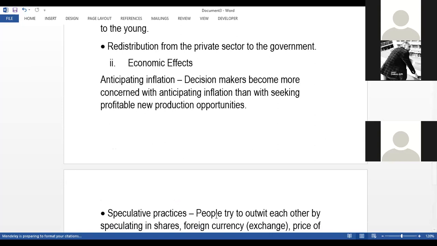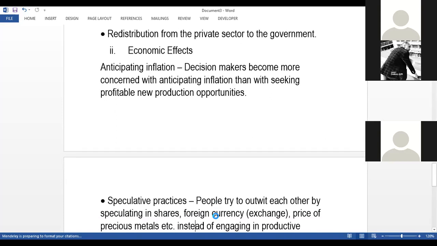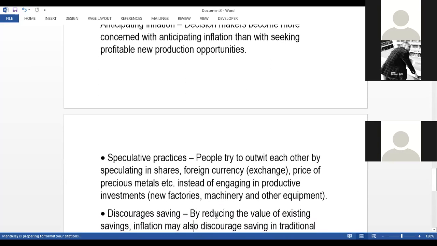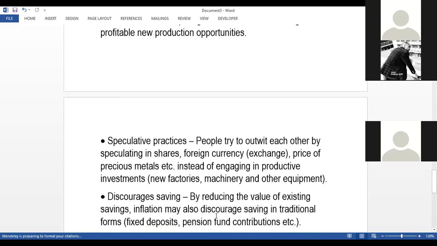The second aspect that we have is economic effects. Within the economic effects, we're looking at various effects on the economy and how it affects various sectors within the economy. I'll start by explaining the savings aspect. A properly functioning economy should encourage savings.